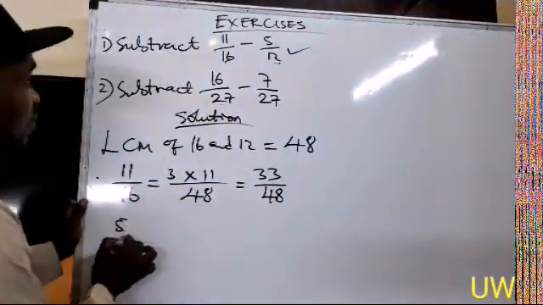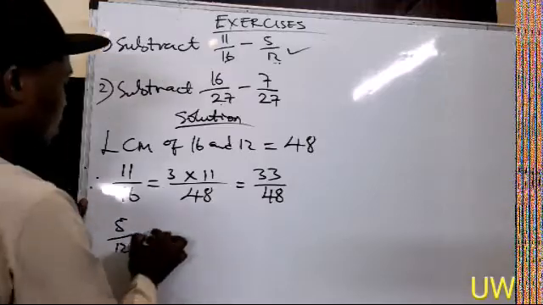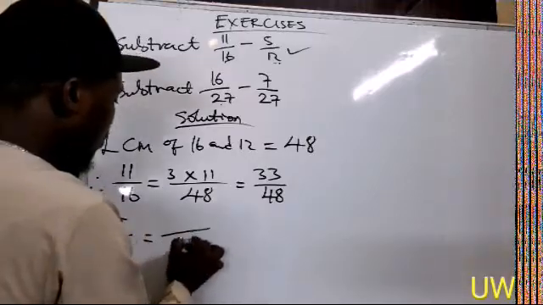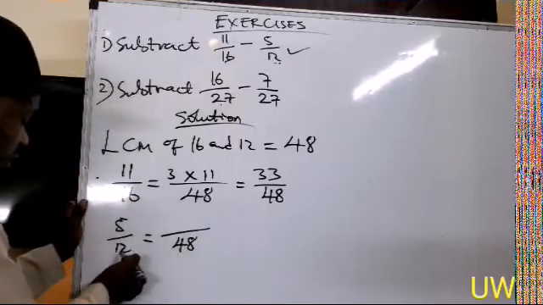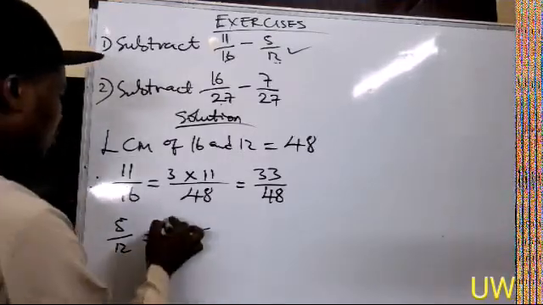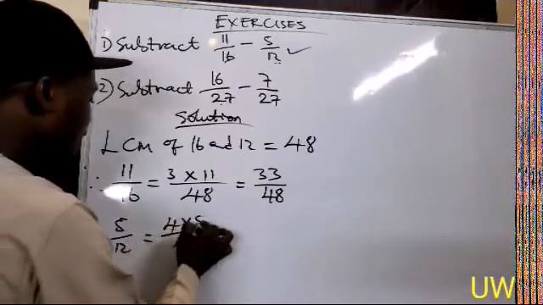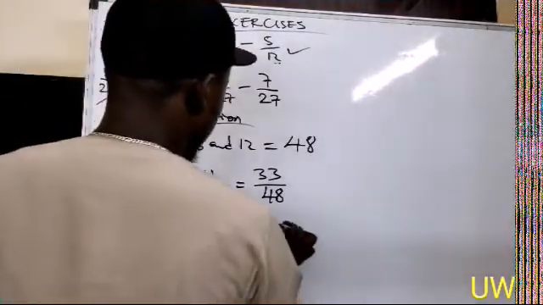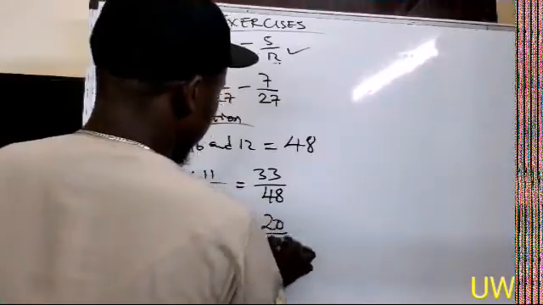Then 5 over 12, which is equal to over 48. 48 divided by 12 will give us 4. 4 multiplied by 5 will give us 20 over 48.